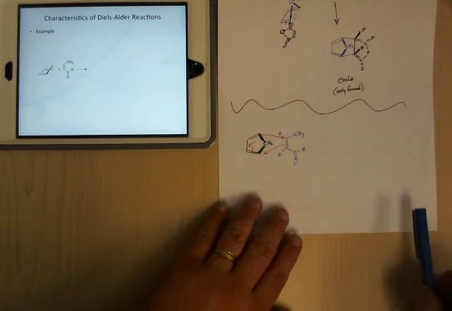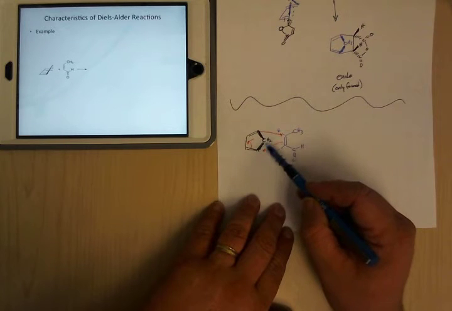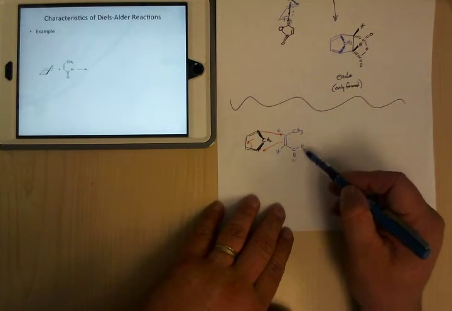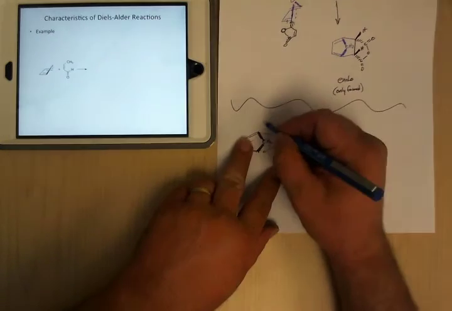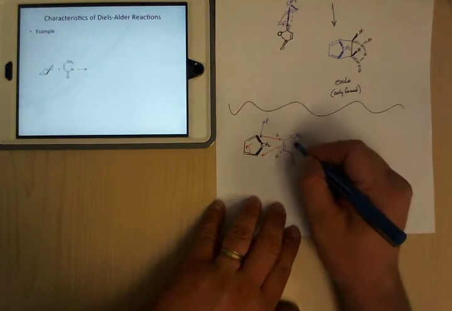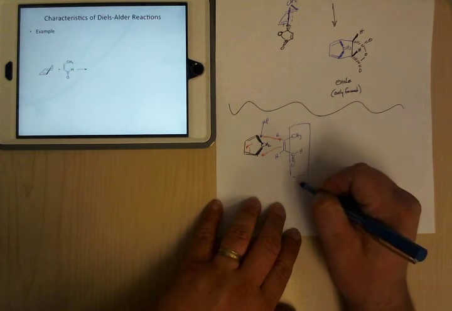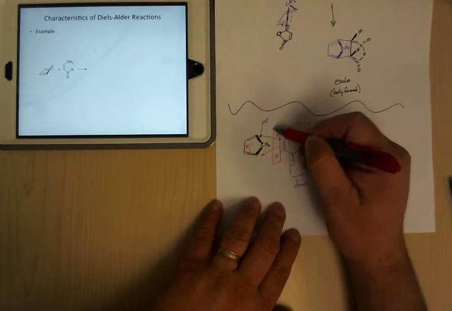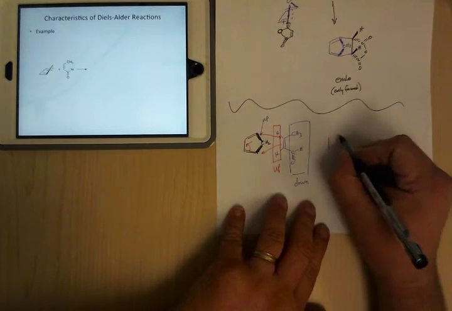But how does the stereochemistry go? If the CH2 group here in the cyclopentadiene is coming up at you, that means that anything that has a double bond in it, on any side group on this side that has a double bond, is going to go down. So if this is up, that means anything with a double bond is going to be down. So here it knows that there's a double bond there. That means this whole side is going to go down. If that's going down, that means this side is going up.